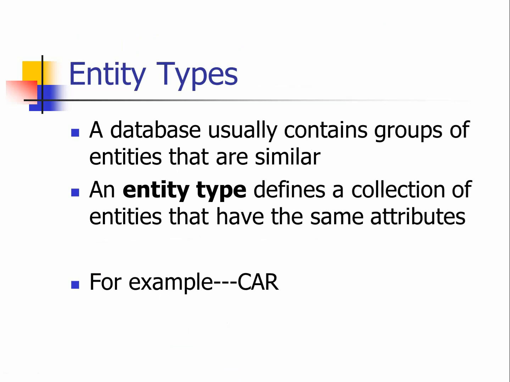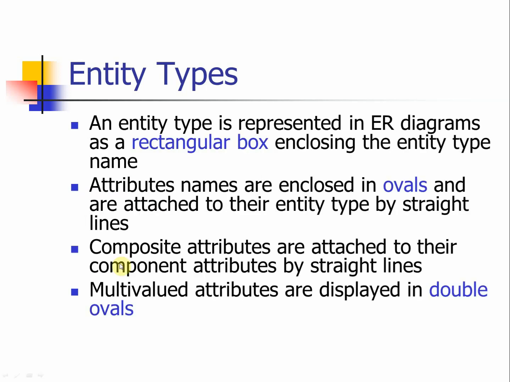Now let's look into an example to understand this a little bit more. A database usually contains a group of entities that are similar, for example, a car. An entity type defines a collection of entities that have the same attributes. So if we are looking at car as a target, then a car is our entity. To represent a car entity, you use a rectangular box to indicate this is an entity that I'm looking at.